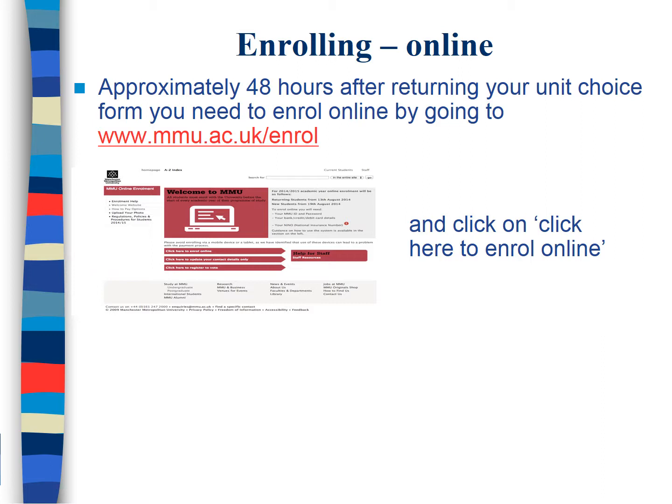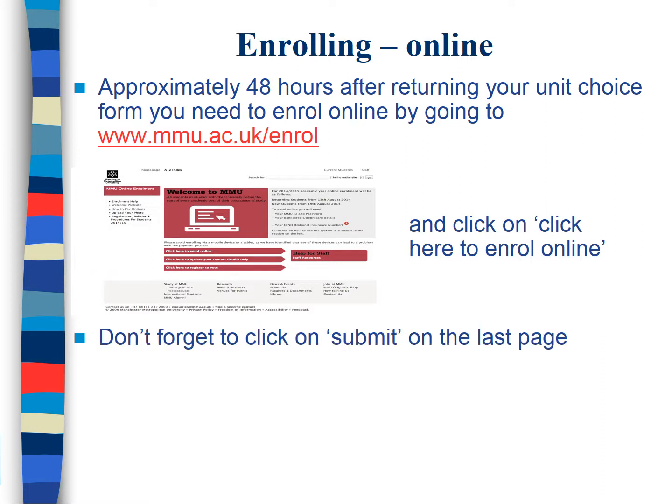To proceed with online enrolment, you will need your MMU ID, which you will find on top of your admissions letter, and your password, which is initially set as your date of birth. The instructions for how this is particularly configured will be on the Enrol Online screens. Click Continue when you open the screen. University regulations will then be shown. Please read this and click Submit.